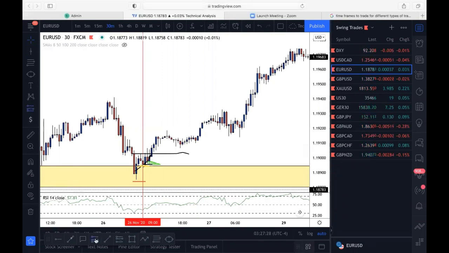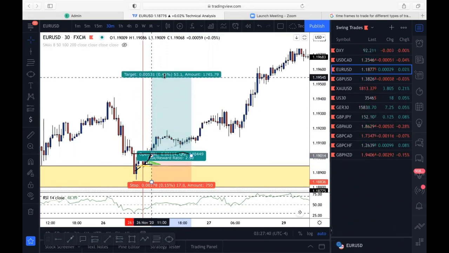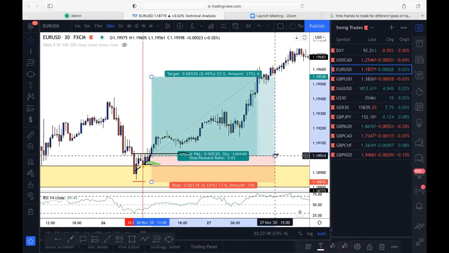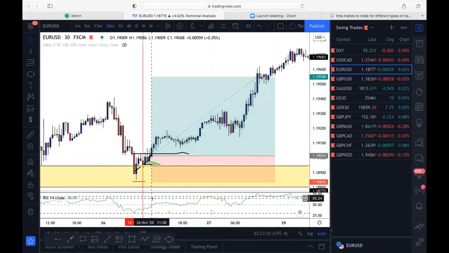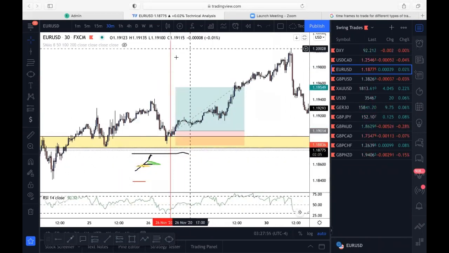So I enter this trade based on the 4 hour time frame. I enter this trade, stop loss beneath the red. And then I like to get a 1 to 3. So I'm risking 17 pips for 53 pips. So that's all it is.